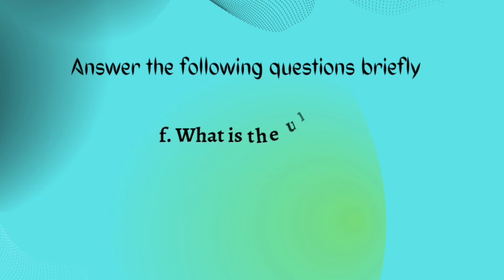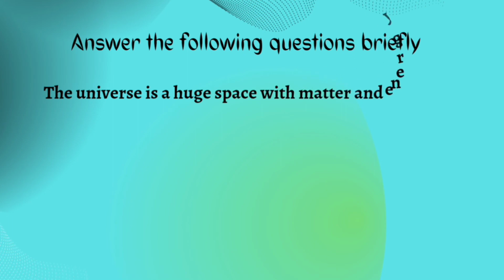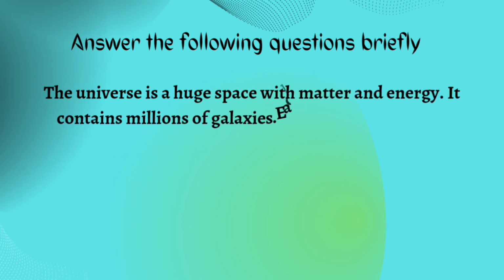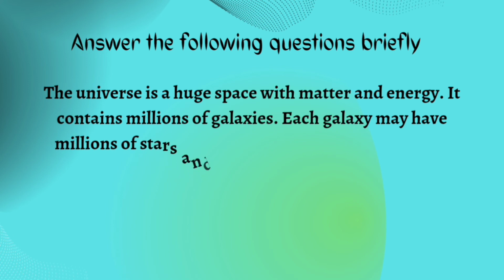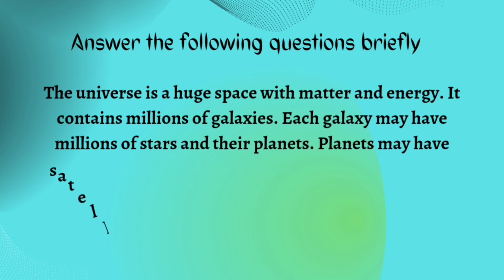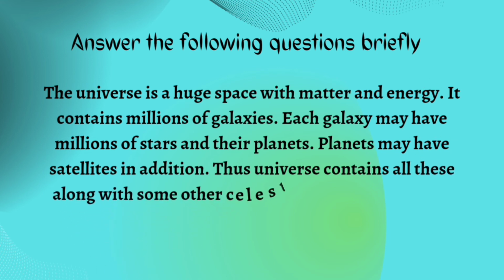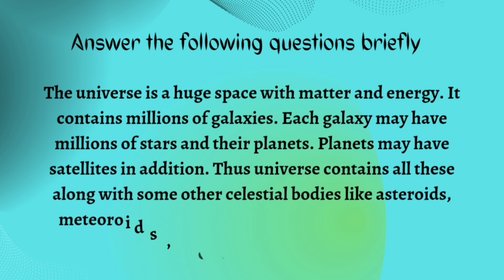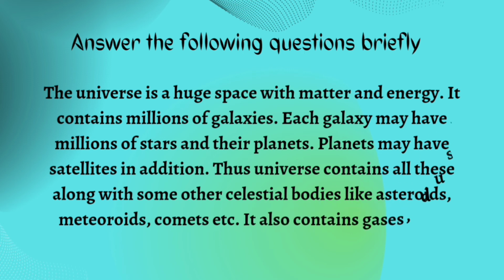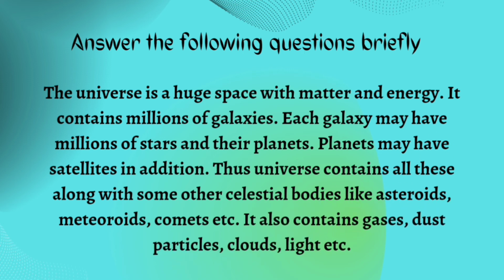Next is a simple question. What is the universe? It can be answered as: the universe is a huge space with matter and energy. It contains millions of galaxies. Each galaxy may have millions of stars and their planets. Planets may have satellites in addition. Thus, the universe contains all these along with some other celestial bodies like asteroids, meteoroids, comets, etc. It also contains gases, dust particles, clouds, light, etc. All these things together make up the universe.